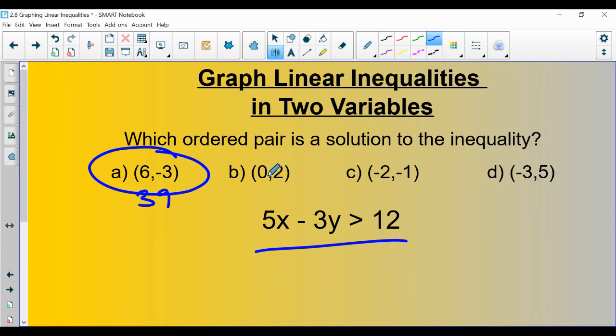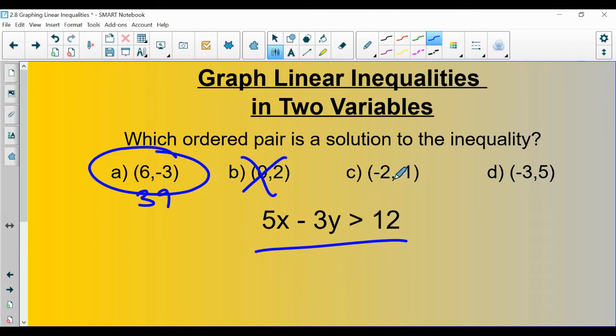However, if you plugged in something like 0, 2, you plug in 0 for x, this becomes 0. Plug in 2 for y, this is negative 6. 0 minus 6 is not greater than 12. So 0, 2 is not a solution.